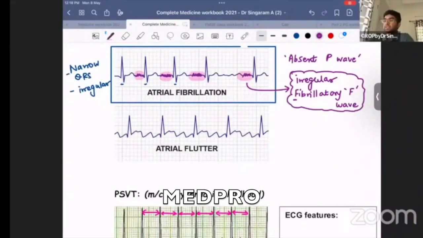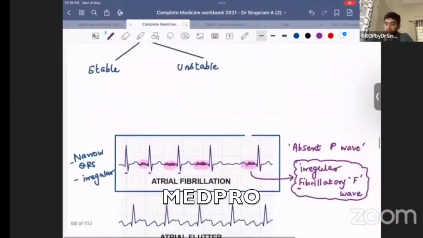I hope you are able to follow this. These are the 3 important findings which you notice in case of atrial fibrillation. I hope till this point it is clear. That is the characteristic ECG finding in case of this particular condition. Okay, right. So now coming to the treatment part.